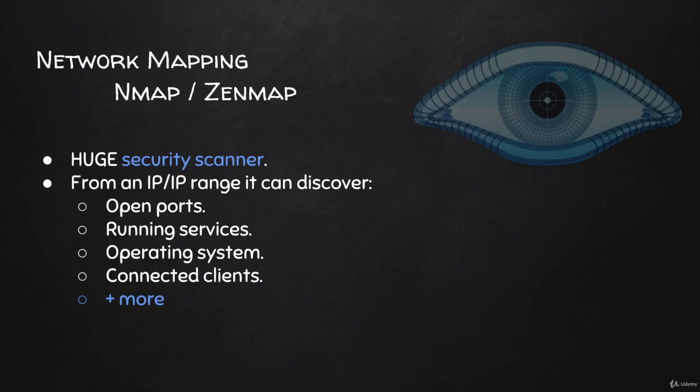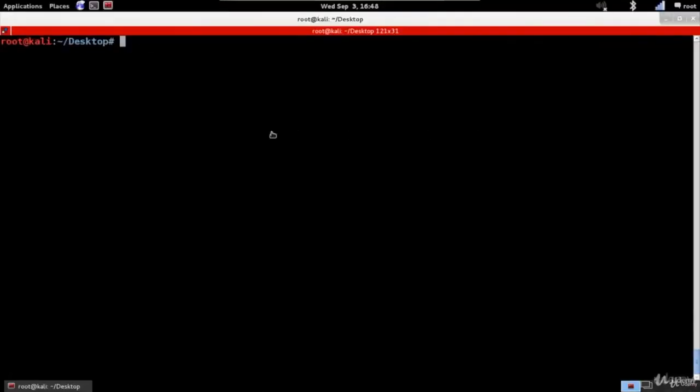Now, because this tool is huge, we're not going to be able to cover all of its uses, but in this lecture, I'm going to show you the basics of this tool, how to use it to discover all the connected clients and see useful information about them, and we'll actually use it more when we get to the gaining access section. We're actually going to be using ZenMap, which is the graphical user interface of Nmap.